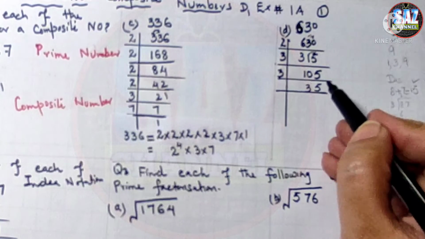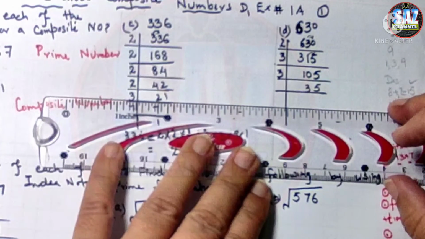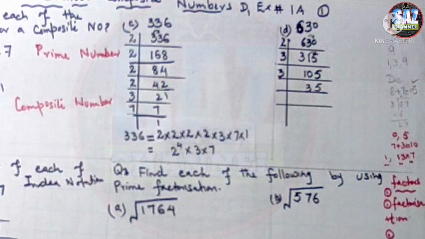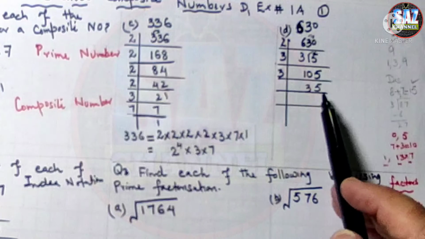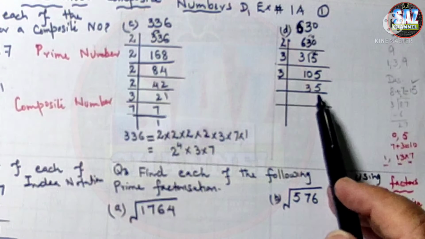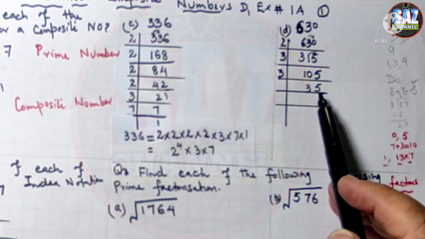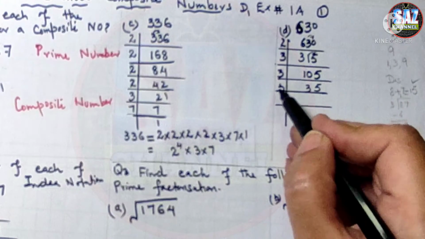3 5s are 15. Okay, now what we have to do is that again the unit digit is 5, not divisible by 2, so we have to first think about the table of 3. 5 plus 3 is 8. Sum of the digits is not divisible by 3, so we cannot think about the table of 3. Then 4 not possible. 5 how many times?